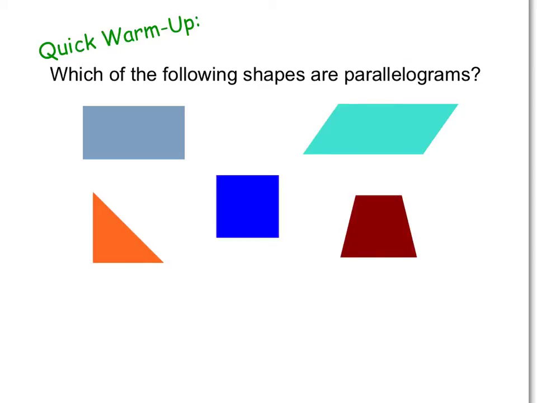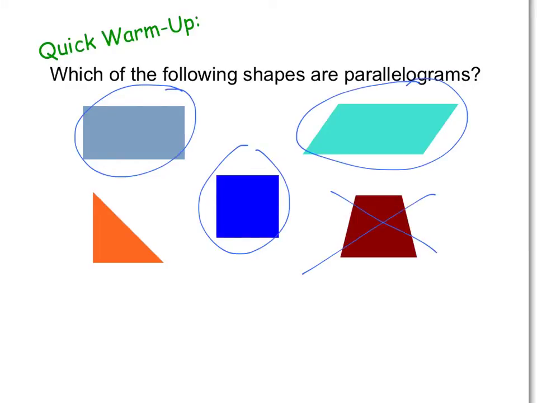Well, they have to have 4 sides. They have to have 2 parallel pairs. They have to have opposite angles congruent, opposite sides congruent, and that leaves just these 3. Trapezoids and triangles are not parallelograms.